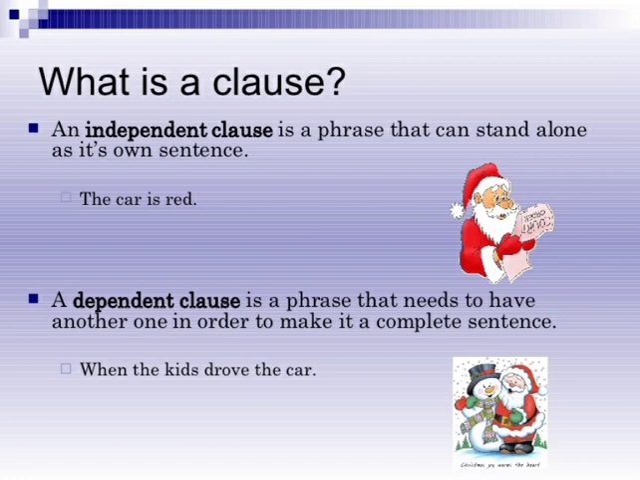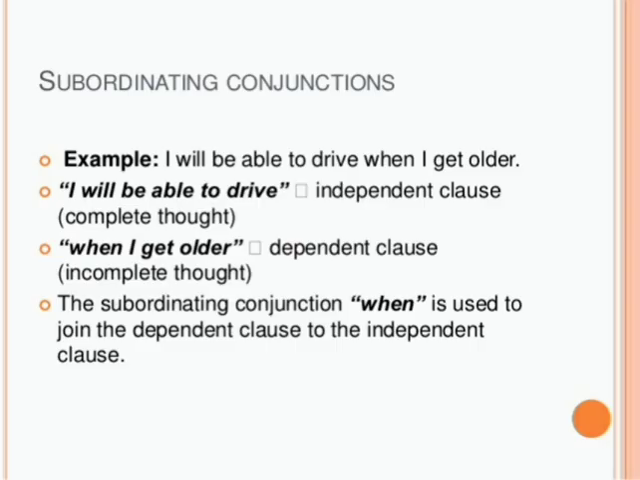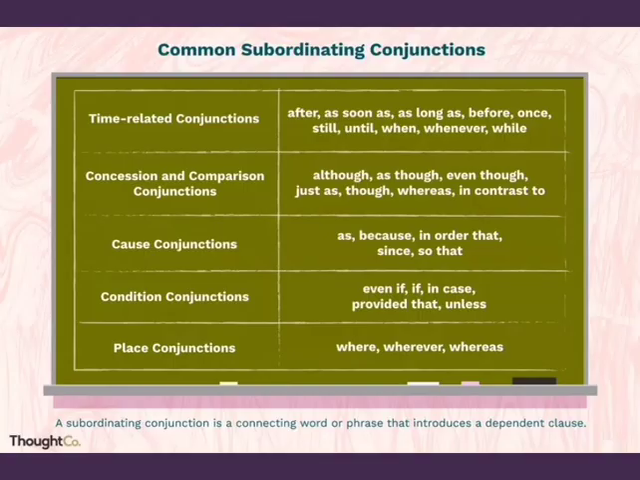A dependent clause is a phrase that needs to have another one in order to make it a complete sentence. So, a dependent clause is a group of words that needs help to stand. For example, I will be able to drive when I get older. I will be able to drive, this is an independent and complete thought. When I get older, that is dependent. So when I get older is dependent upon I will be able to drive. So the subordinating conjunction when is used to join the dependent clause to the independent clause. So I hope that now the definition is clear in your mind.